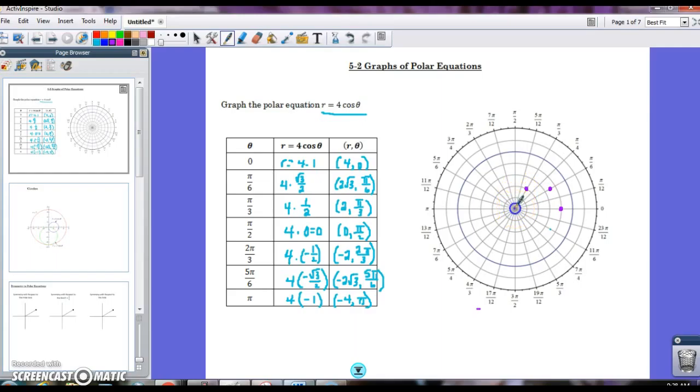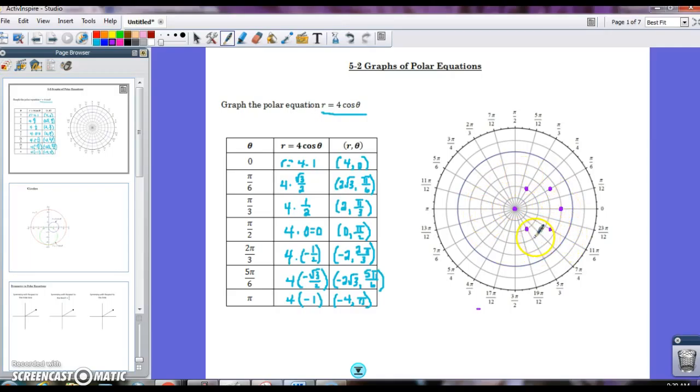At pi over 2, I'm back down at 0, so I'm at the pole here. Then at 2 pi over 3, that's over here. My R value is -2, which means I have to flip over the pole. So I flip over the pole and I go out 2 in this direction. At 5 pi over 6, I have to flip over the pole and go out to 3.5. And then at pi, I flip over the pole and I go out 4. So you'll see my points here.